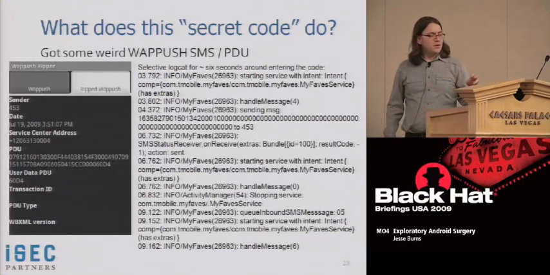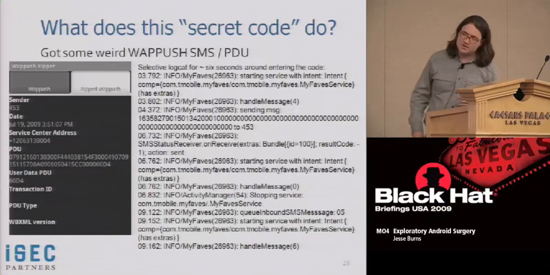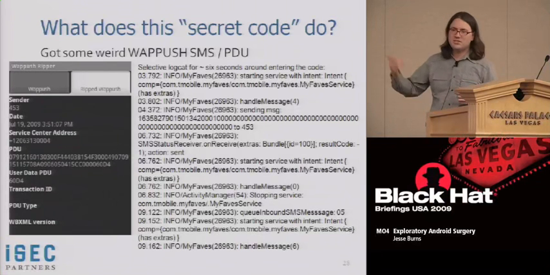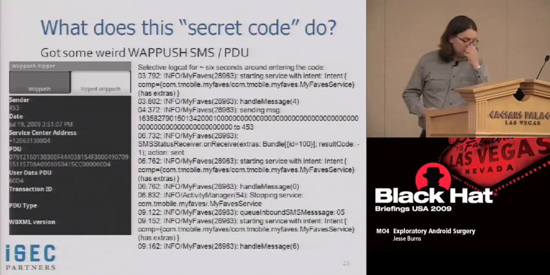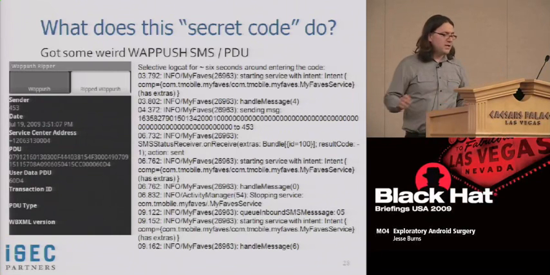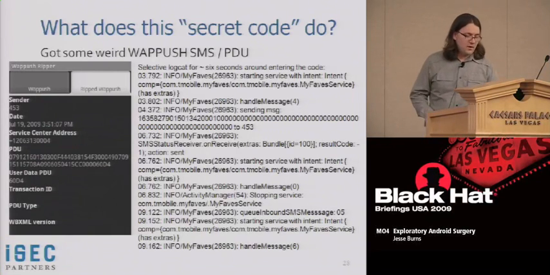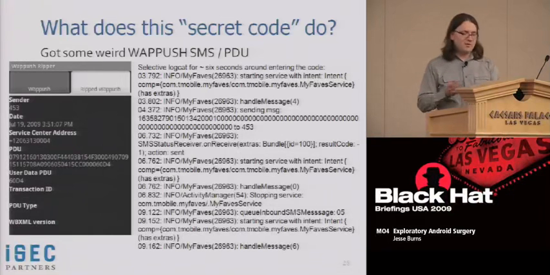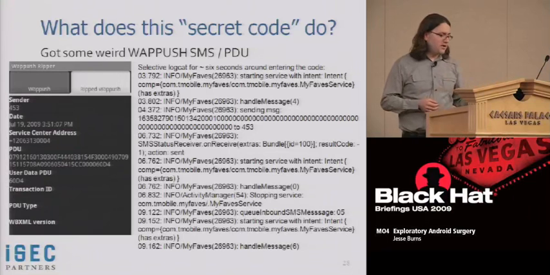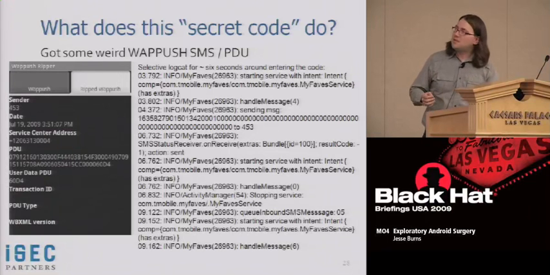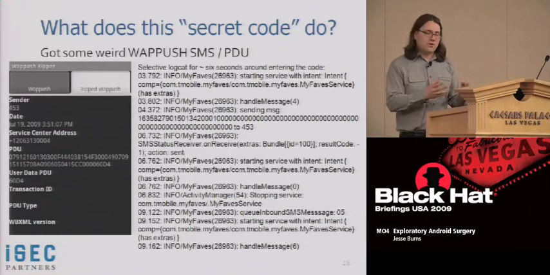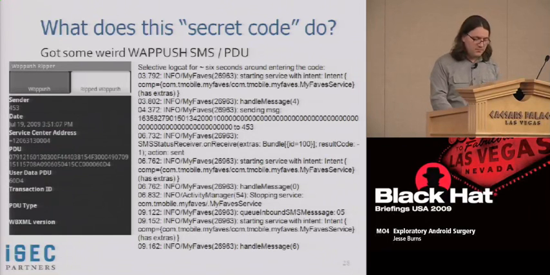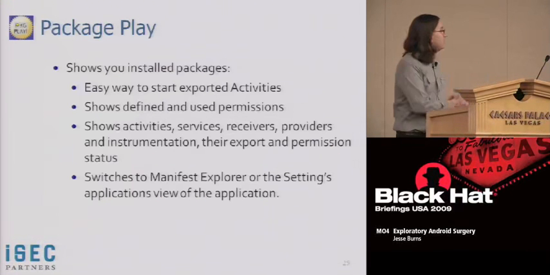I'm just going to show you what the WAP push that I received looked like. So there's the hex of its PDU. If you've been watching any of the other mobile talks, there's been a lot of talk about hex PDUs. And also the logcat log. This is a selected 6 seconds around the time I tapped the code in, and you can see some details of the message, which parts of the software are handling it, what they're doing, sending and receiving. It gives you somewhere to start at least. So that's it for Manifest Explorer.